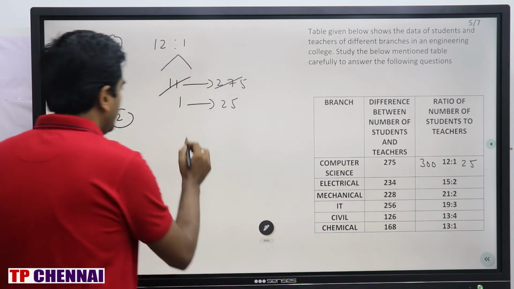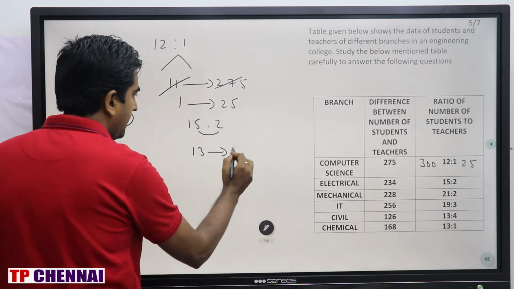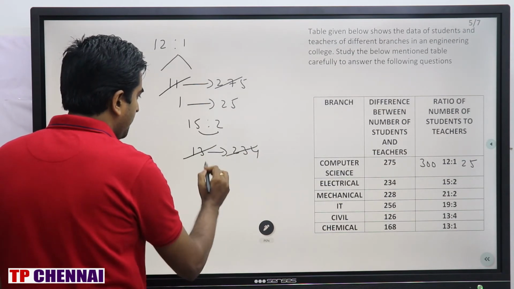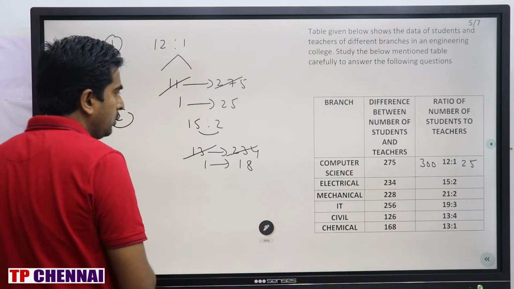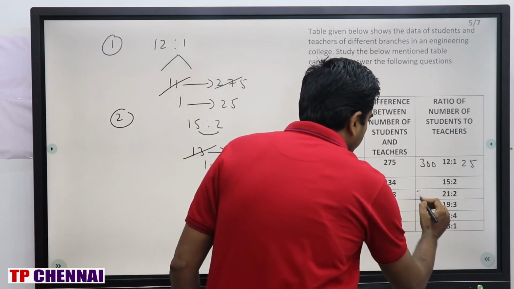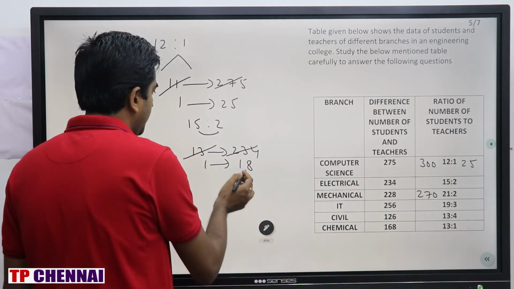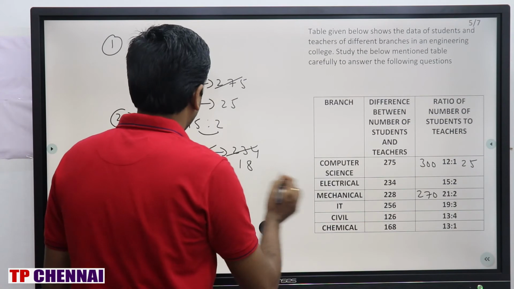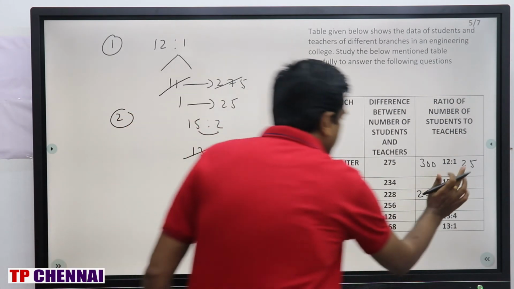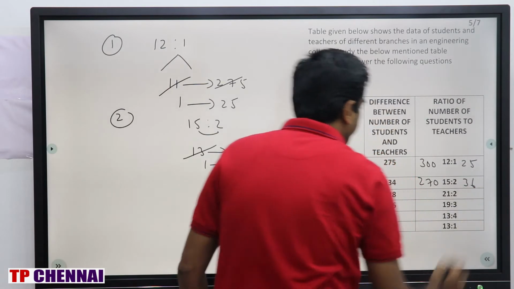Electrical, 15 is to 12. So the difference is 3. 3 parts is 234. So one part is nothing but how much? 18. So this is nothing but 270 and 36. 30 into 9, 270 and 36. Okay, so 234, ratio is 15 is to 12. Okay, here, 270 and 36.